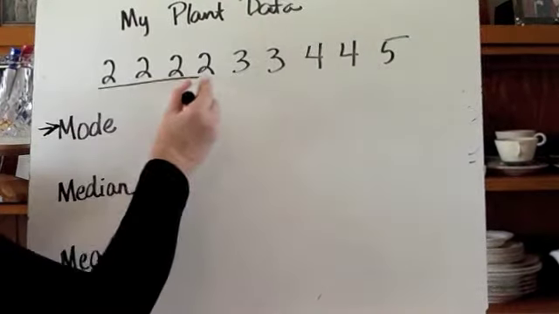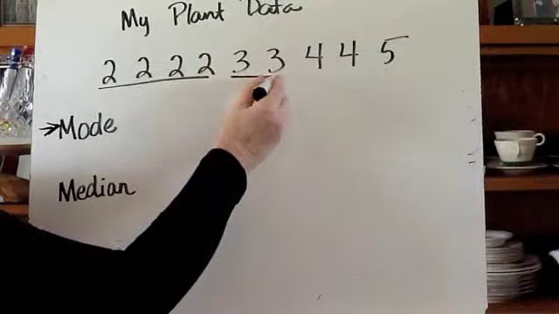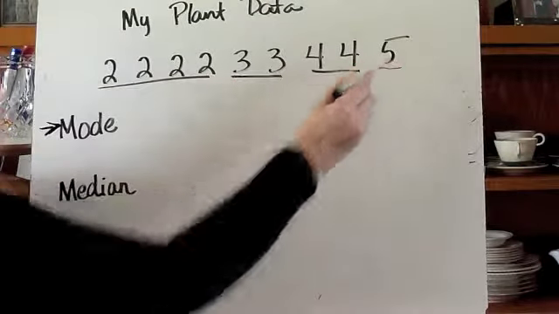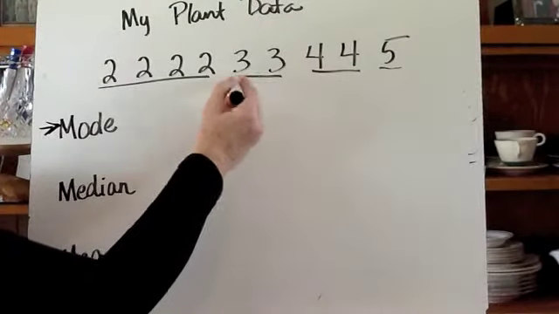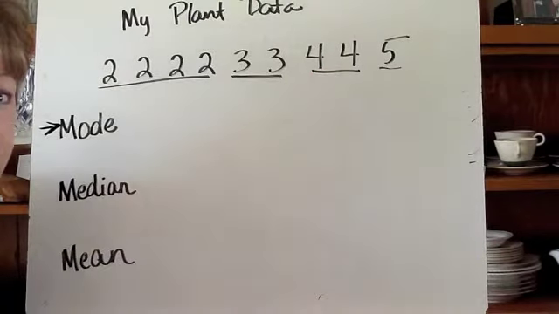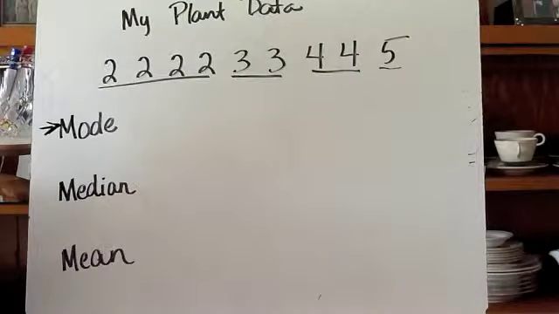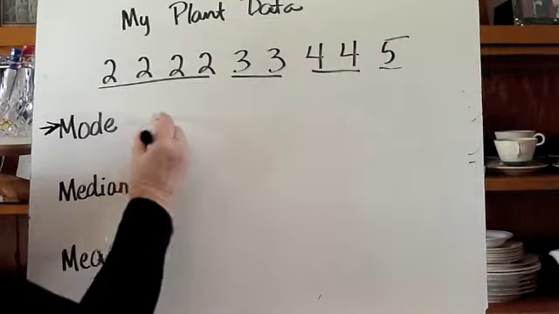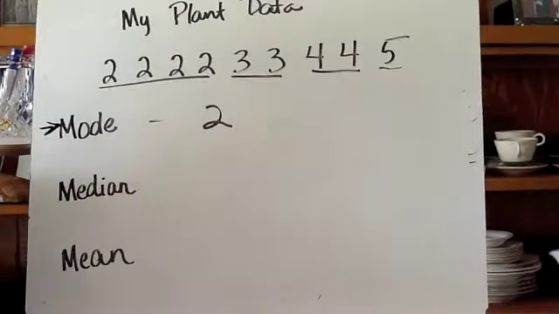I have 4 2s, 2 3s, 4, and like that. Now, there are more than one, but that's not what we're looking for. We're looking for a number that's there more than any of the others, and we do have a mode. 2 is our mode because there are more 2s than any other number. So that one's pretty easy. Didn't have to figure out too much or anything.